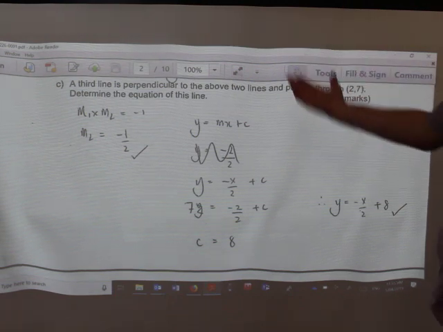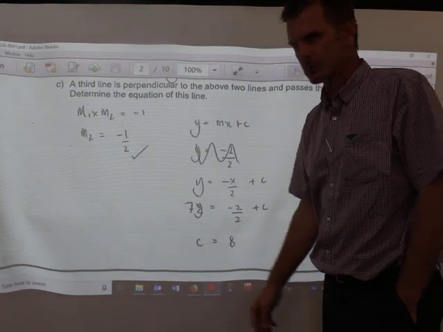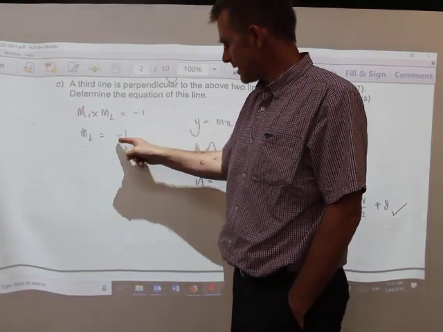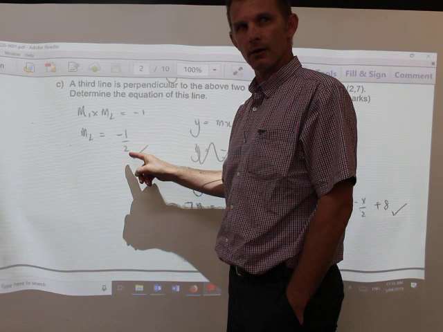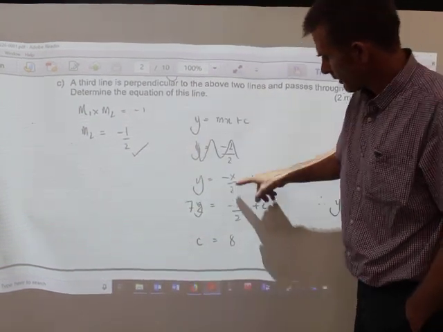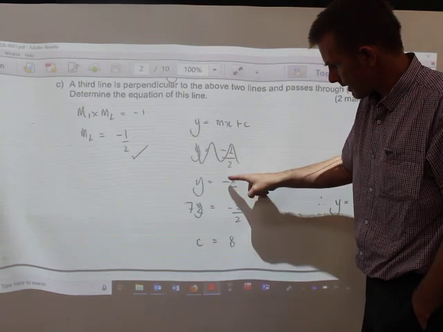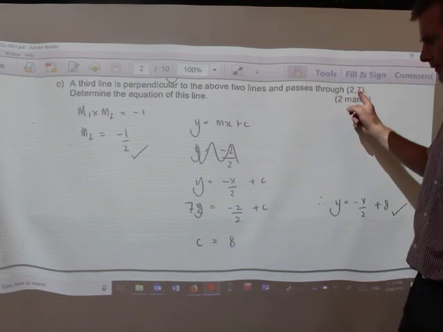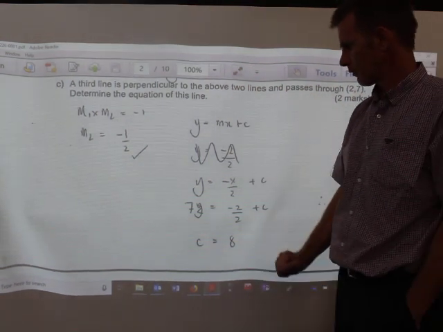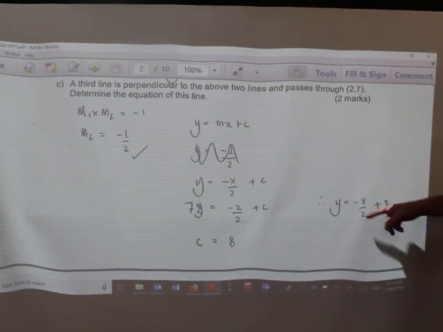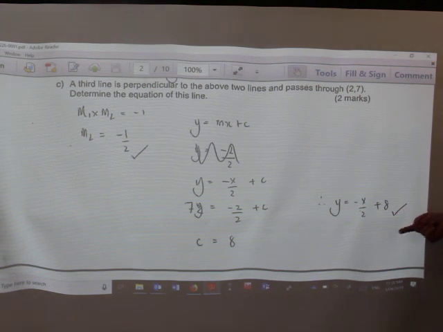Third line, perpendicular, well that's the next part on the dot point that we're talking about. So this is what you should be thinking. Therefore m2 is negative 1 over the gradient of the first one. So we look here, start with y equals mx plus c, put in my gradient in here, here's the negative 1 over 2. And then I substituted in the point, 2, 7, and it came through to c equals 8, and over here I wrote my final answer. If you want to write minus a half times x, you can, but this is probably a little bit neater, negative x over 2.